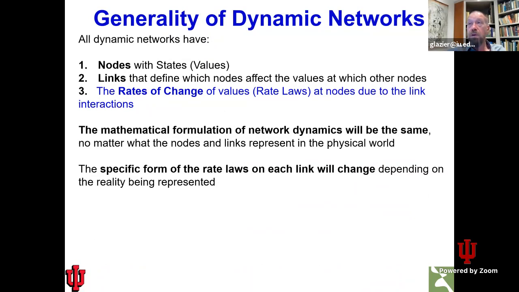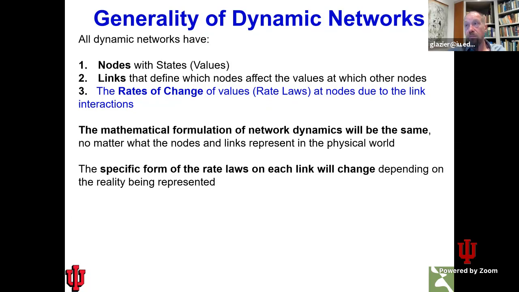So again, to summarize this, any network model, dynamic network model, has nodes. The nodes have states, variables. There are links between nodes that define how those state variables change. And those links are described by rate laws. Those are laws that describe how the variables change.